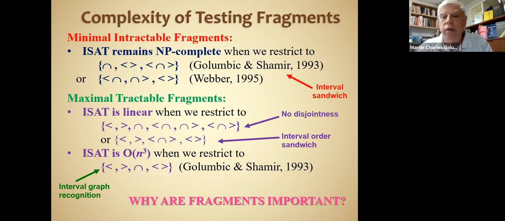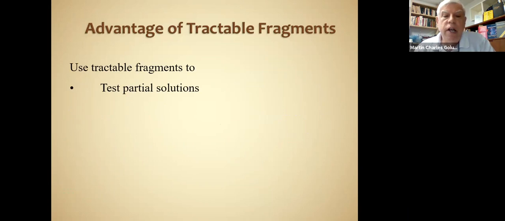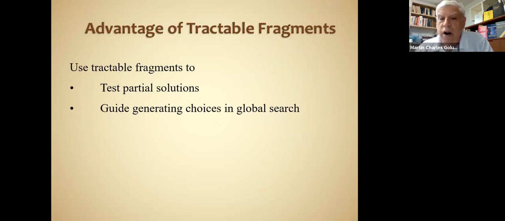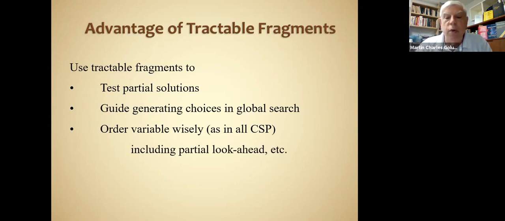But why are these fragments so important? Well, the advantage of some tractable fragments is that if you're trying to solve a big satisfiability problem on intervals, it's useful to be able to focus on some of the subproblems that can be solved. So I test partial solutions using algorithms that are efficient. It will guide my generating choices in some kind of global search and help me cut down a big search into smaller pieces. It will allow me to perhaps order my variables wisely, as in any kind of constraint satisfiability problem, when I get to the stage when I have to do some sort of brute force or guided heuristic search.